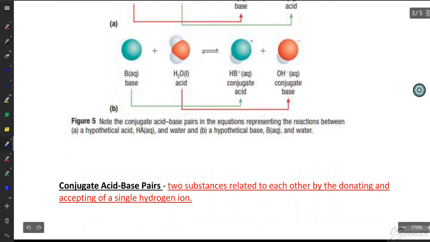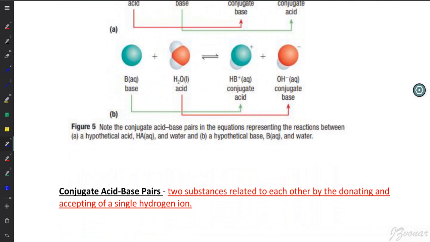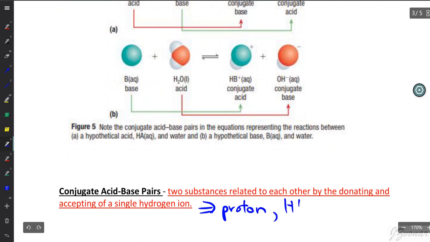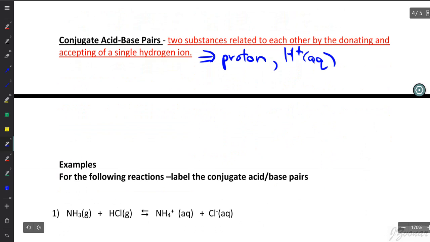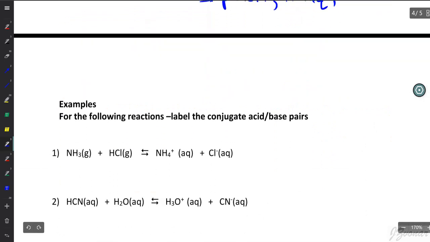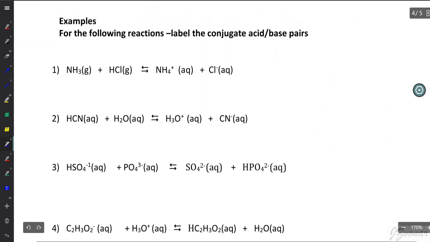So a conjugate acid-base pair are two substances that are related to one another by donating and accepting a single hydrogen ion. Now don't forget, this single hydrogen ion we also call a proton, for short, which is my H plus ion. That's my hydrogen ion by definition. All right, let's do some examples of identifying and being able to label which ones represent my acid-base pairs.